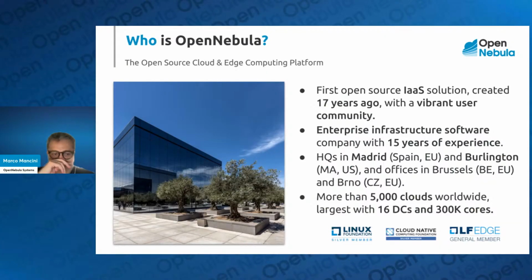Let me give a brief introduction about OpenNebula. OpenNebula Systems is a company based in Madrid. We developed this product, OpenNebula, the first open source infrastructure as a service solution, created more than 15 years ago. It was born as a solution for private cloud computing mainly, but today it has evolved as an open source, easy to use enterprise platform that you can use for on-premise private cloud computing, hybrid, and also edge cloud computing.